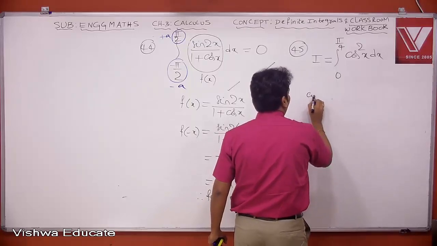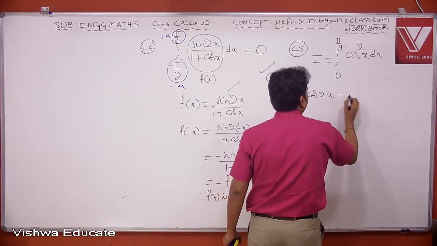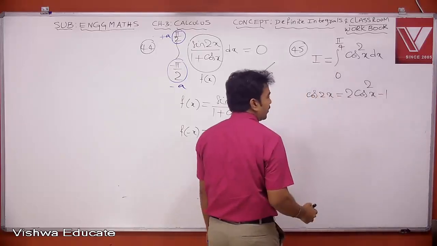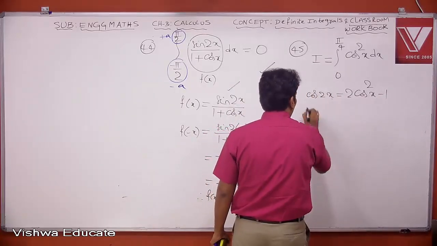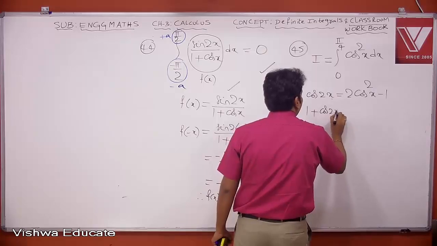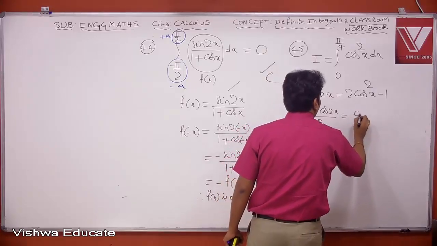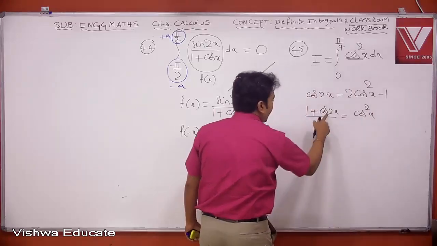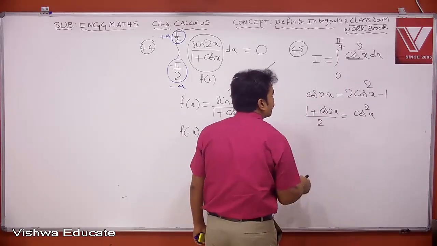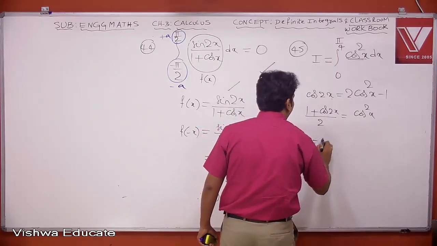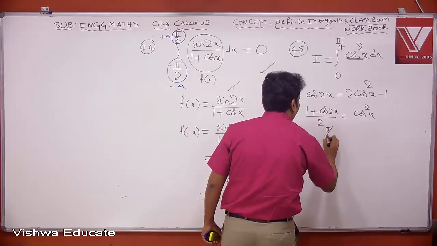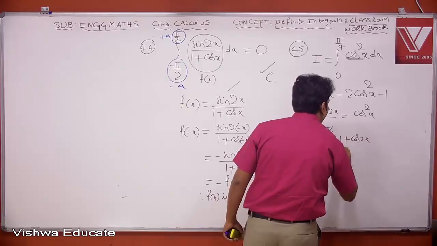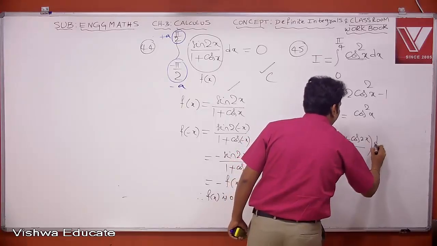Now we have a formula for cos 2x. This is given by 2 cos square x minus 1. Therefore, (1 plus cos 2x) divided by 2 is nothing but cos square x. So this cos square x is replaced by (1 plus cos 2x) divided by 2. Therefore this integral I is the integral from 0 to pi by 4 of (1 plus cos 2x) divided by 2 dx.